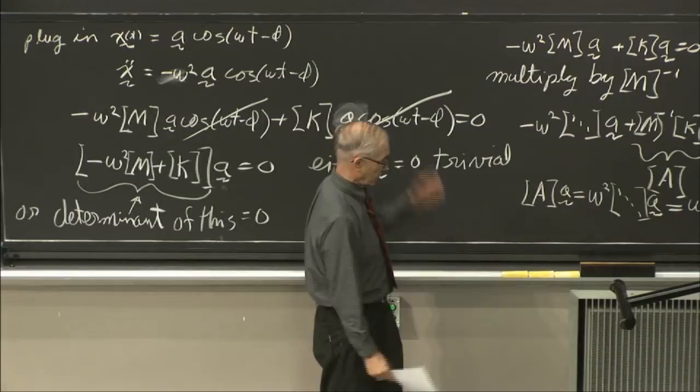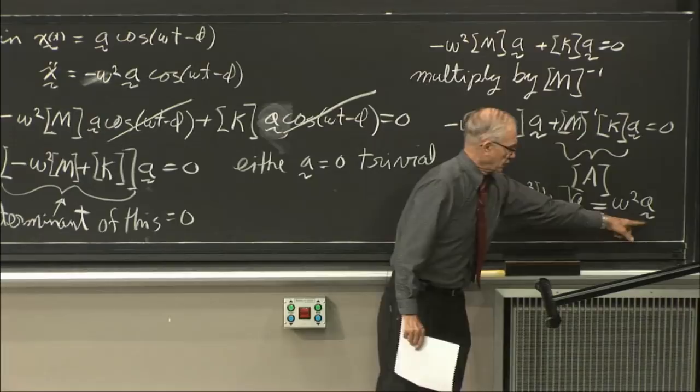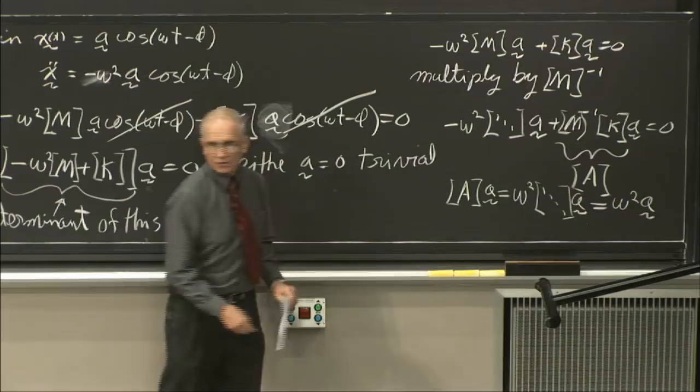A vector times a matrix is a vector on the left side. A vector times a matrix gives me back a vector. It's just the unit matrix, so it gives me back the vector times omega squared. This is in what is known as standard eigenvalue formulation. This is a standard eigenvalue problem now.